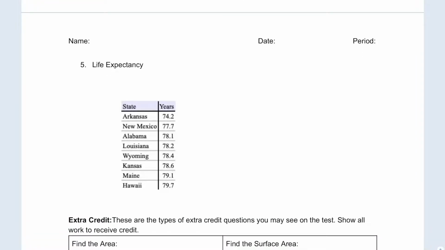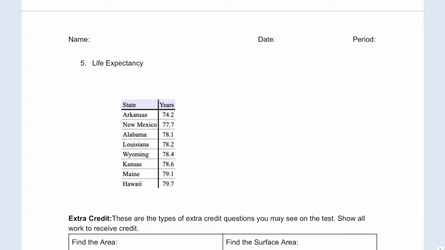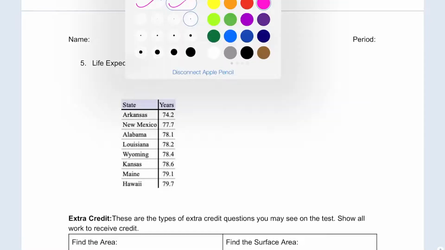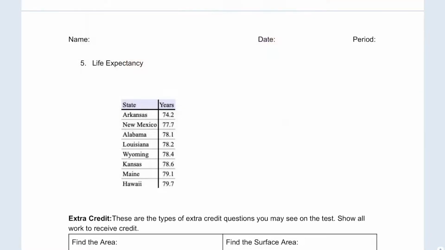Here we have different states and the life expectancy, so the age that people normally pass away at. So we're going to organize this data in order. Is it already in order? Hey, look at that. Cool. We don't need to do much. Again, always double check to see if your data is in order. I believe on the test it will not be in order, so you must do that before.